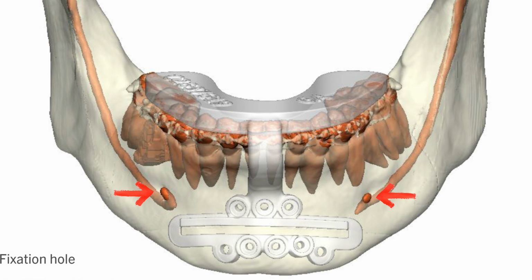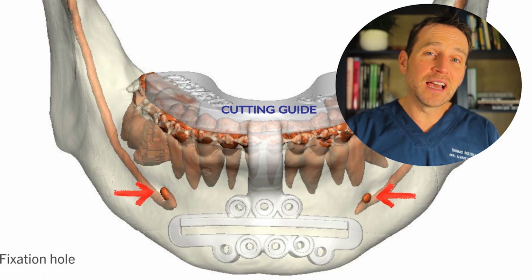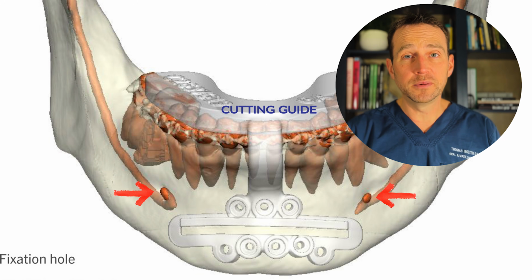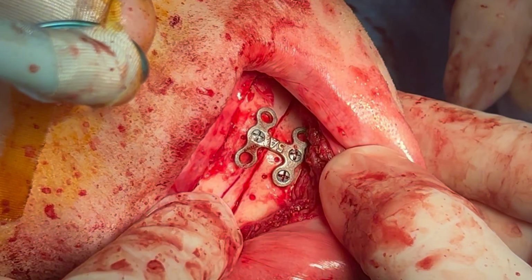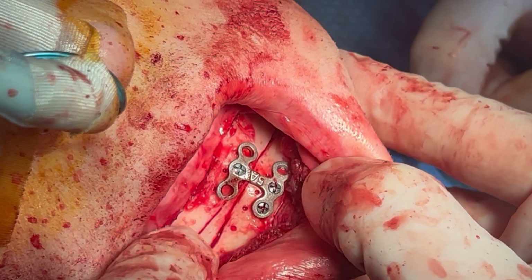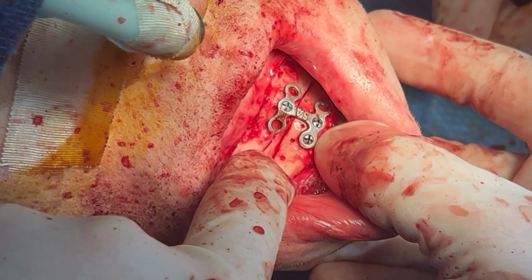I identify the mental foramen bilaterally. I secure the cutting guide and then perform a horizontal osteotomy using a reciprocating saw. This frees the chin segment. Once ideal symmetry is confirmed, I secure the genio segment using a custom titanium plate and screws. The segments are irrigated thoroughly and I close this in layers.